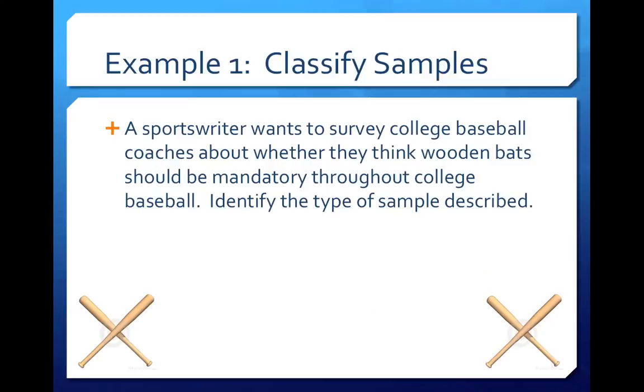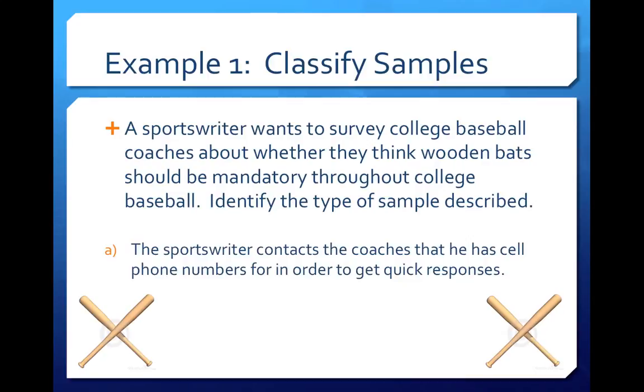So let's see if we can classify some different situations as to what type of sample they are. In this problem, we have a sports writer who wants to survey college baseball coaches about whether they think wooden bats should be mandatory throughout college baseball. So we want to identify the type of sample that's described. So here's our first type. The sports writer contacts the coaches that he has cell numbers for in order to get quick responses. What type of sample would you classify this as?